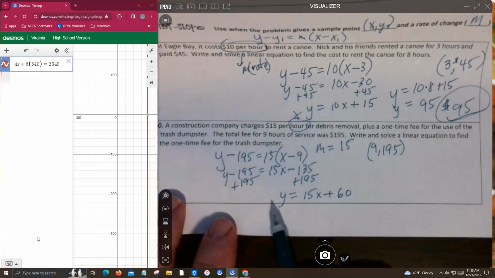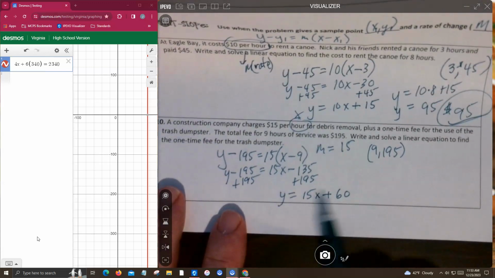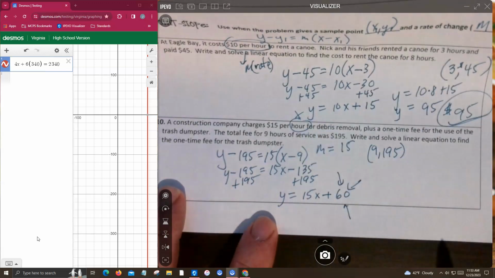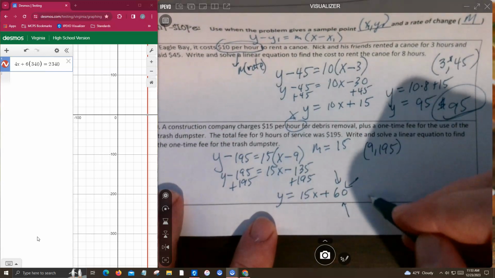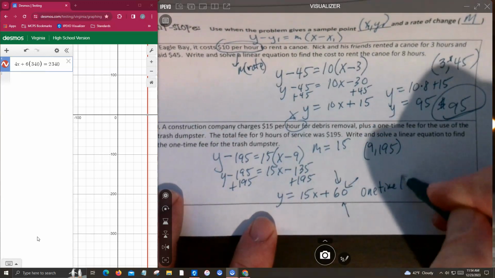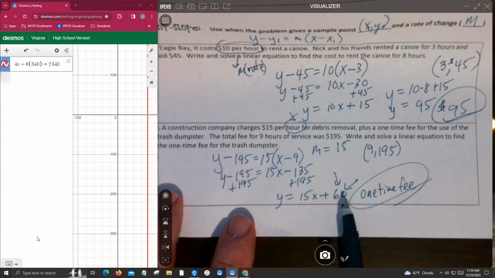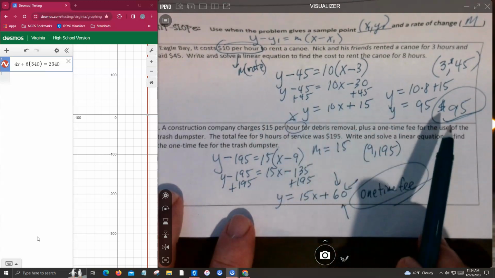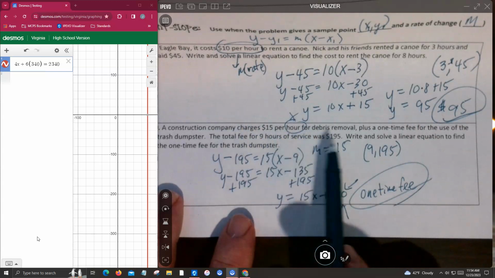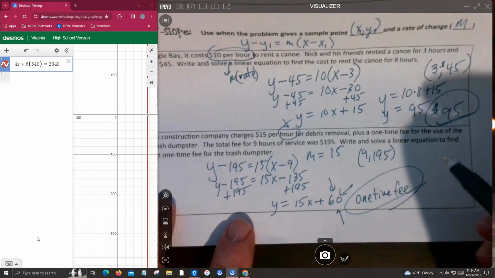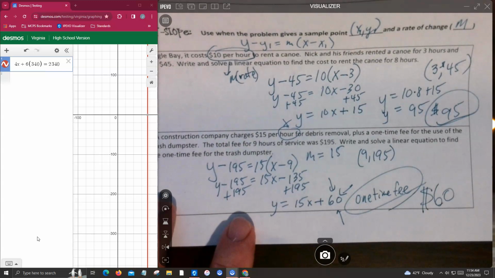All right, so right now you should be able to tell me what this means down here at this point. y is cost, 15 is the rate. This $60, since it's not changing, must be the one-time fee. Everybody pays the one-time fee. So without telling you up here what the one-time fee was, they gave you an example of a cost, and then you had to whittle it down to figure out what the one-time fee was. So your answer was $60 for the one-time fee.